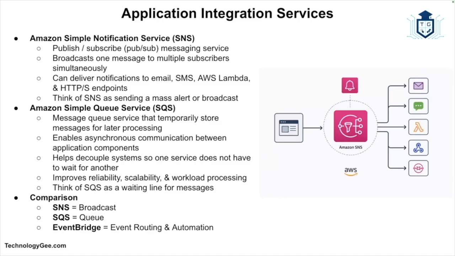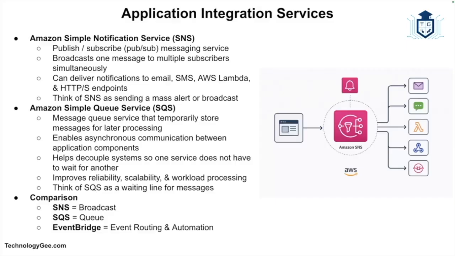And then you have what is called Amazon SQS, which works differently. So SQS, this is a message queue, meaning it stores messages temporarily so they can be processed later. And this is critical for decoupling systems. So instead of one service waiting on another, messages are placed in a queue and processed asynchronously. And this improves reliability and scalability.